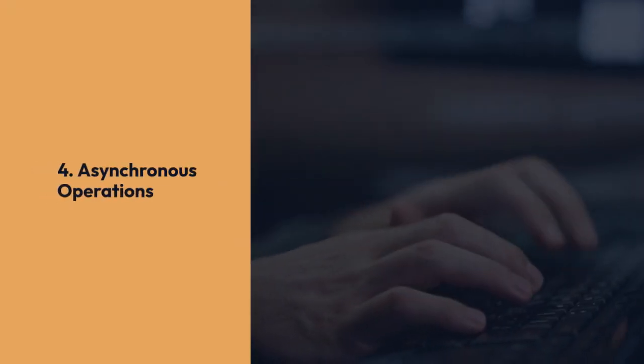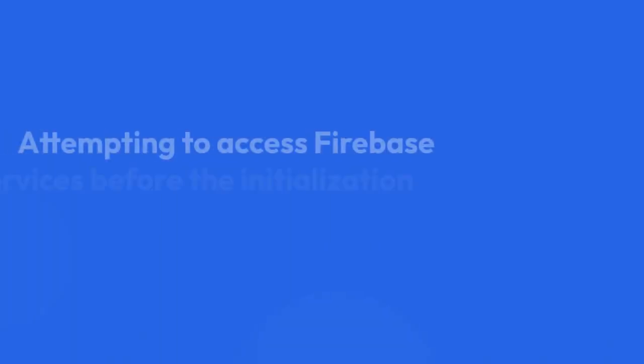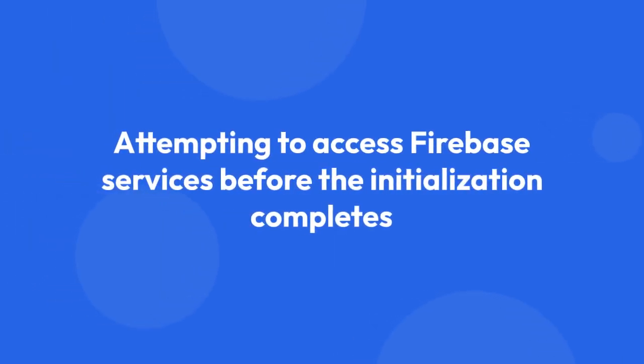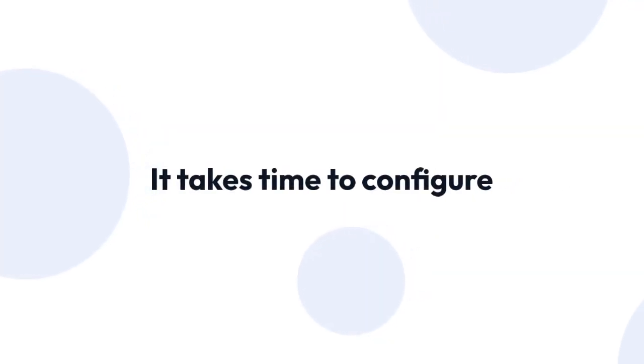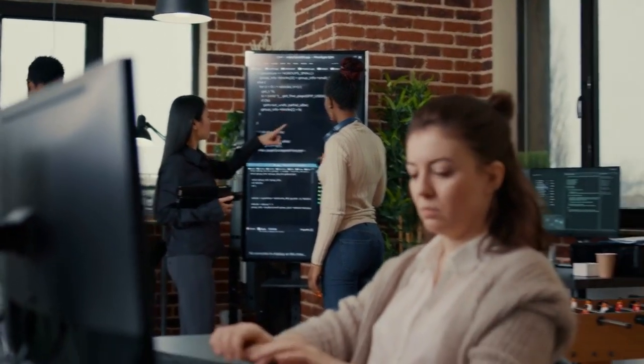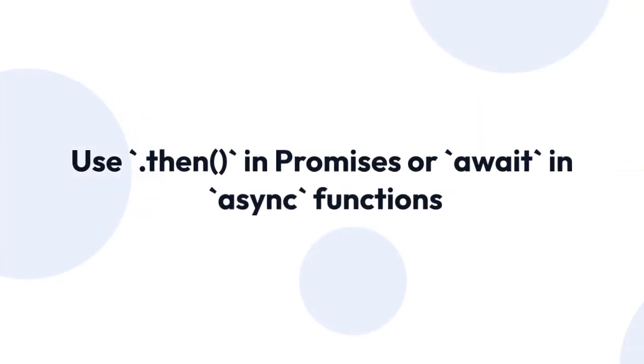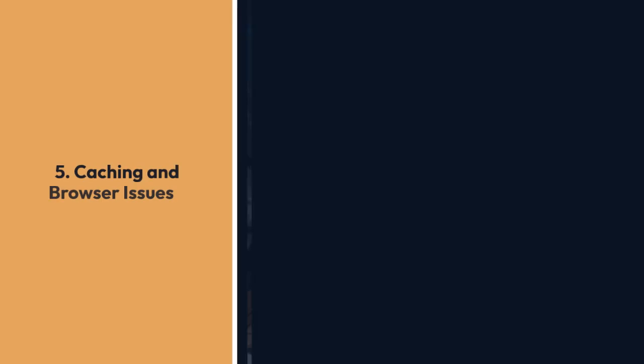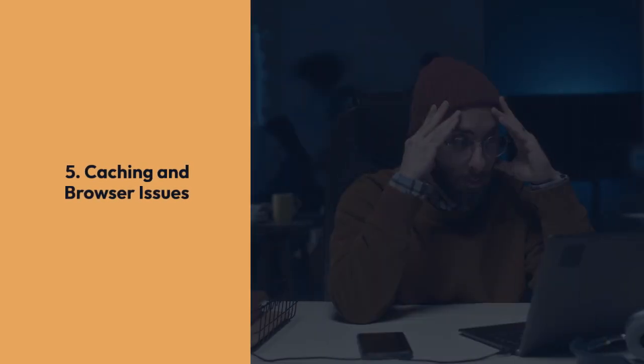4. Asynchronous operations. If you're calling initializeApp within an asynchronous function, like async await or a promise, and attempting to access Firebase services before the initialization completes, this error will occur. Remember, initializeApp is asynchronous, meaning it takes time to configure. You must ensure that any Firebase operations happen after initializeApp has successfully completed. Use then in promises, or await in async functions to wait for initialization to finish before proceeding with other Firebase actions.